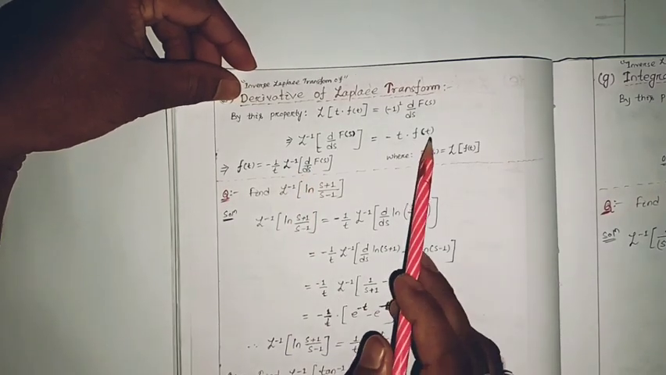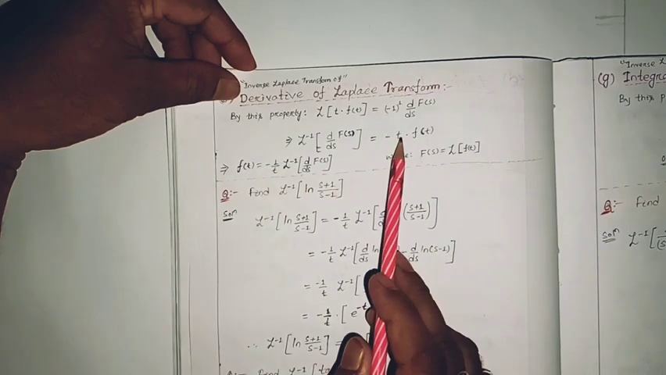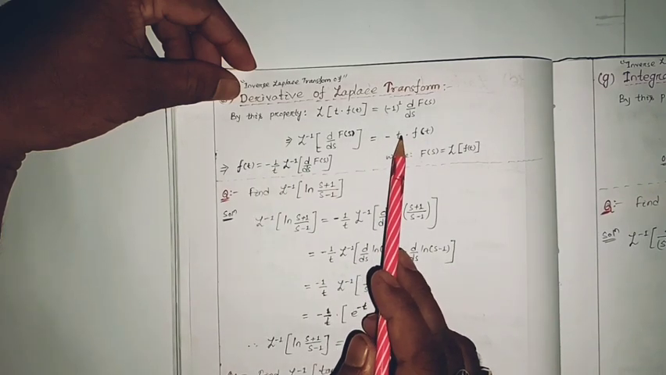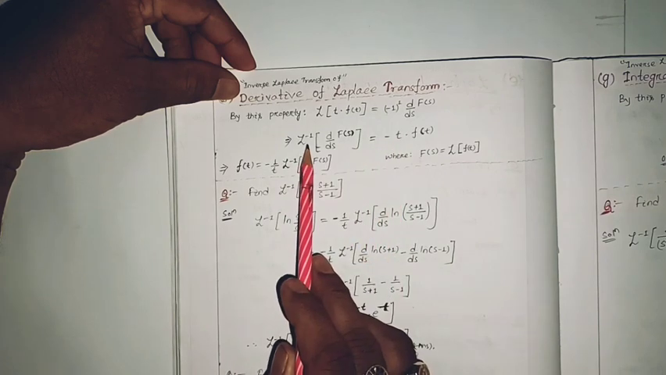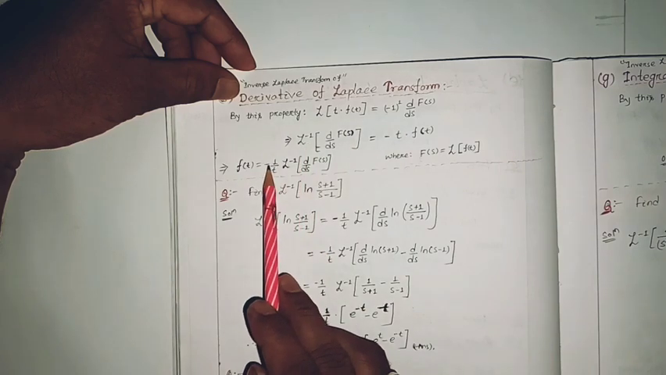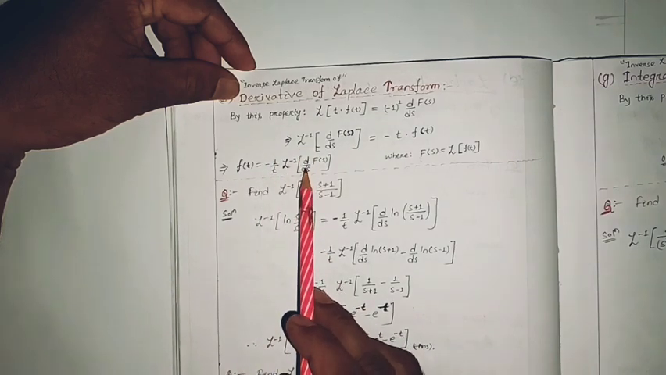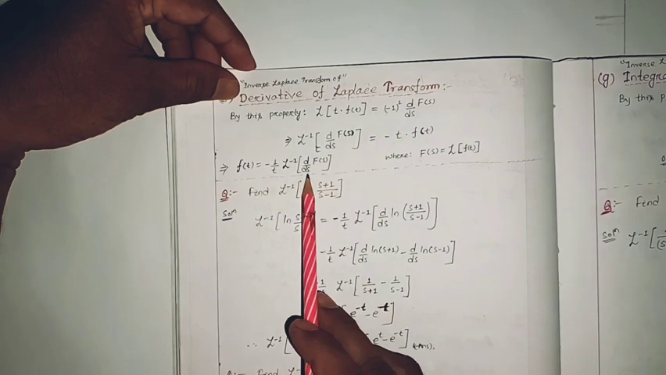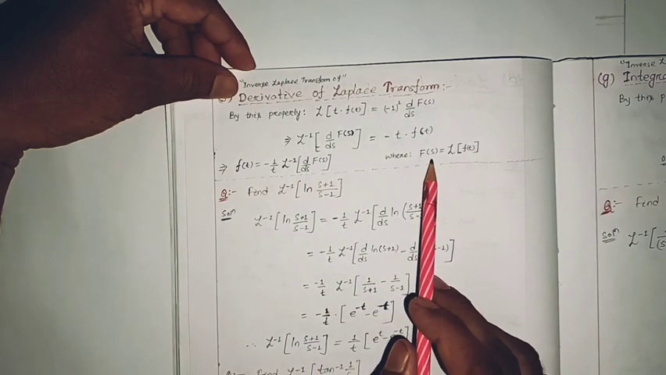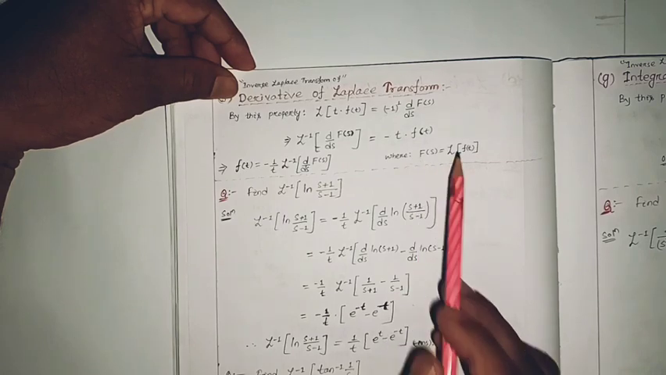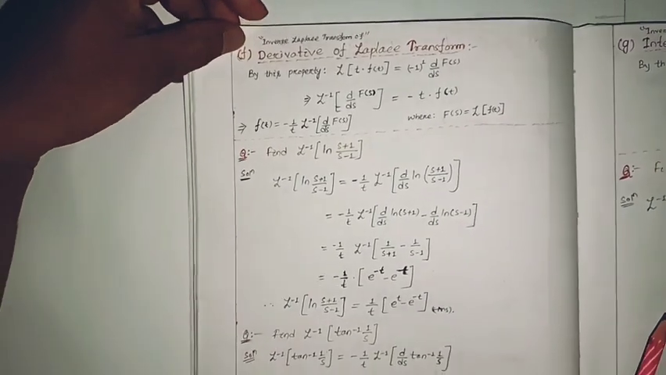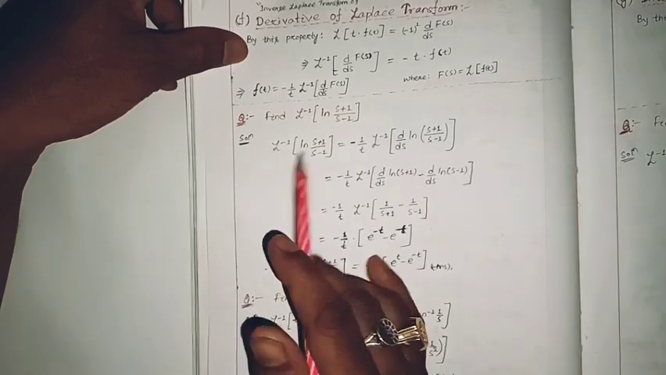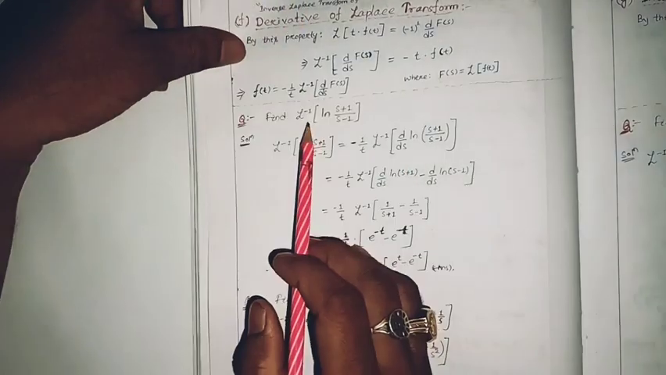That implies f of t will be equal to minus 1 by t, since we divide by minus t, times the inverse Laplace transform of the derivative of capital F of s with respect to s, where capital F of s is the Laplace transform of f of t. Now we are going to go for numericals based upon this property only.